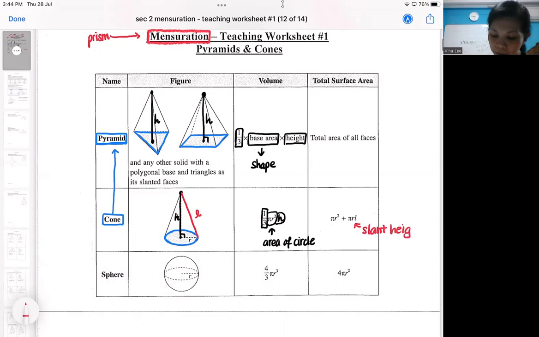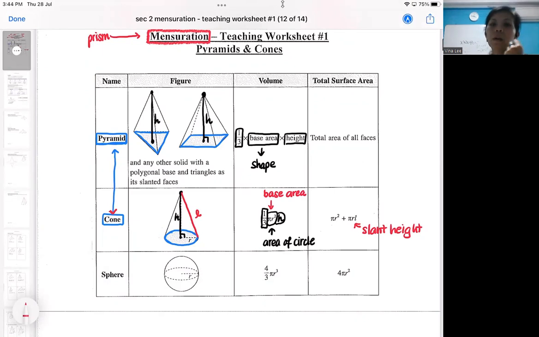So later on, we talk about this. Okay, so the volume of a pyramid is 1/3 base area times height. The base area depends on the shape. So if the base area is a circle, it actually becomes a cone. So the base area will be replaced by the area of a circle. The height in both situations will be the perpendicular height, dropped to the ground at 90 degrees.